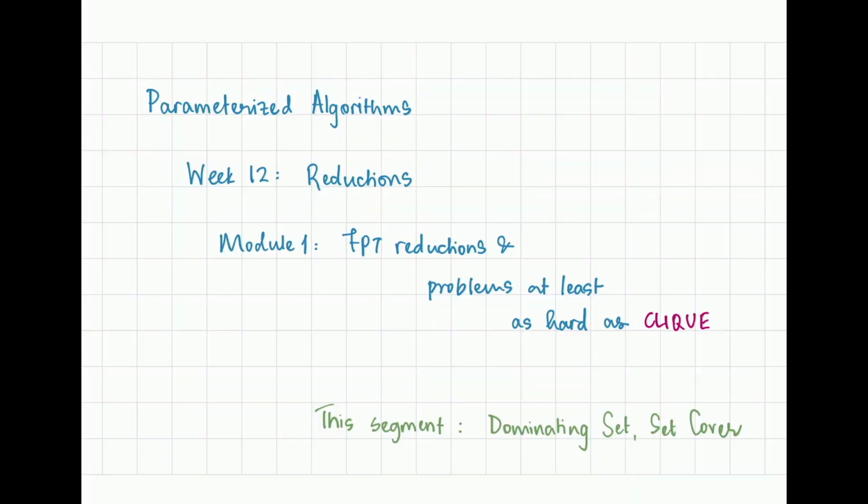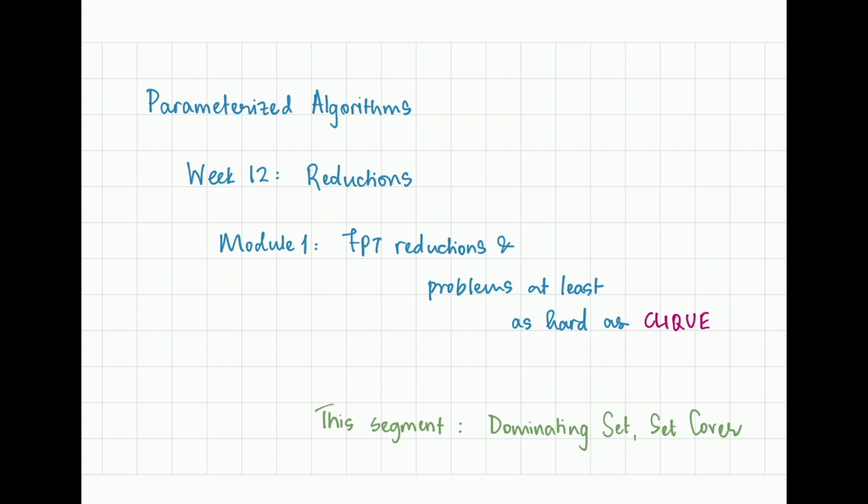Welcome back. Last time we stopped with showing that multicolored independent set is at least as hard as Clique, and I promise that I'll show you an application of knowing that this problem is hard, and we'll see how this multicolored format comes in handy when doing reductions. So the example that we are going to use to illustrate this is going to be dominating set, and in this segment I'll talk about both dominating set and set cover.